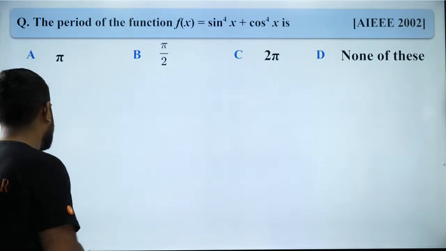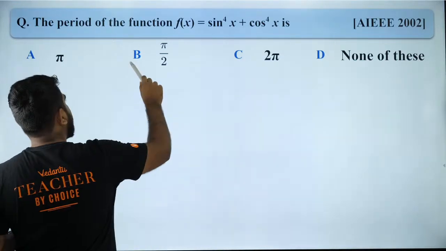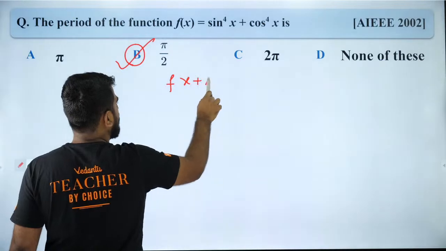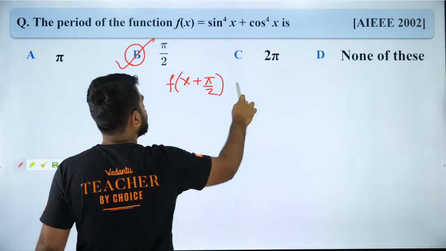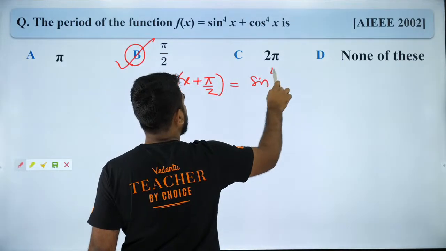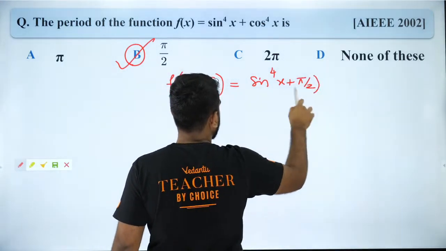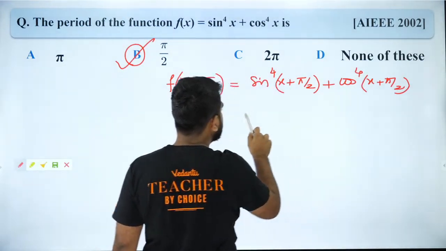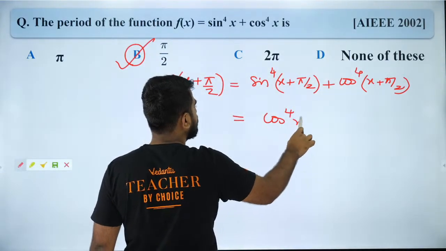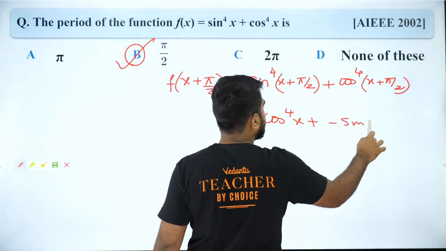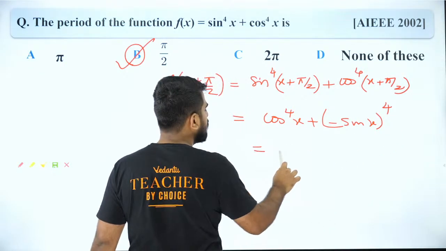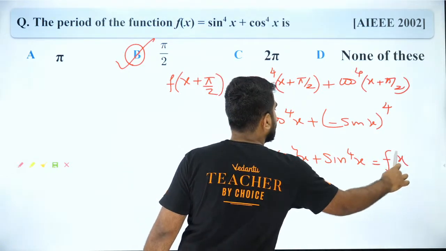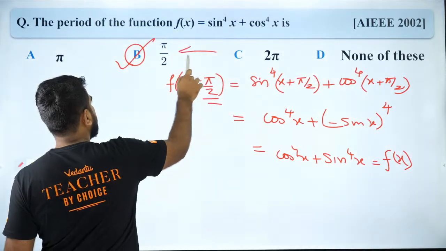So guys, the answer is actually option B. And clearly you can tell that now because f of x plus pi by 2 is how much? Vaibhav, you should have checked the options. So it is going to be sine to the power 4 of x plus pi by 2 plus cos to the power 4 of x plus pi by 2. And that's quite easy to observe. This is nothing but cos to the power 4x, plus this will be minus sine x whole power 4. So it will be cos power 4x plus sine power 4x, which is nothing but f of x. So obviously your pi by 2 should be the period.